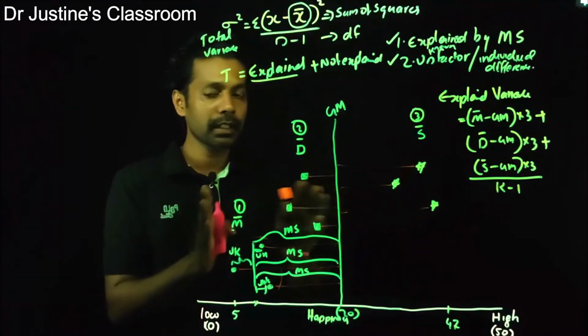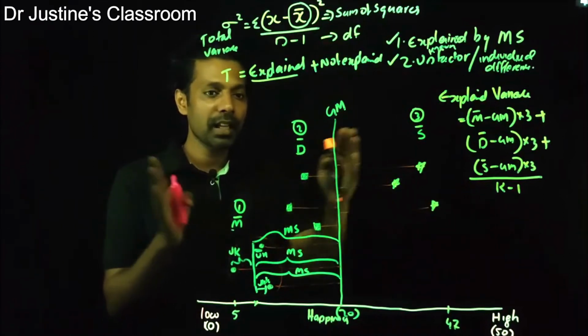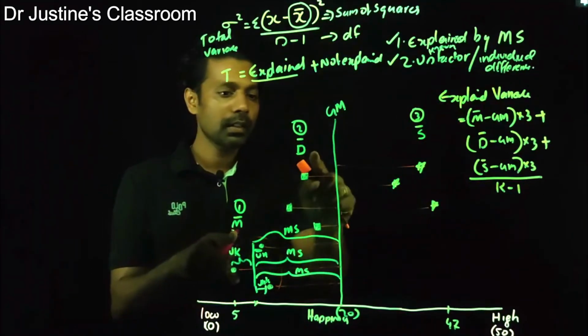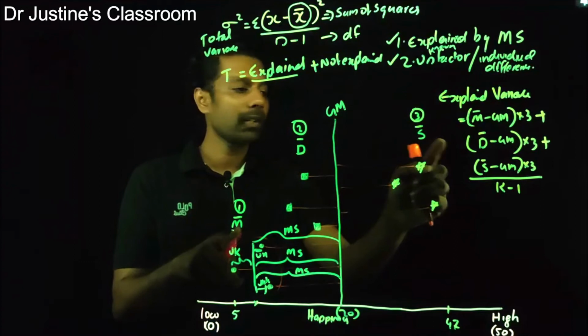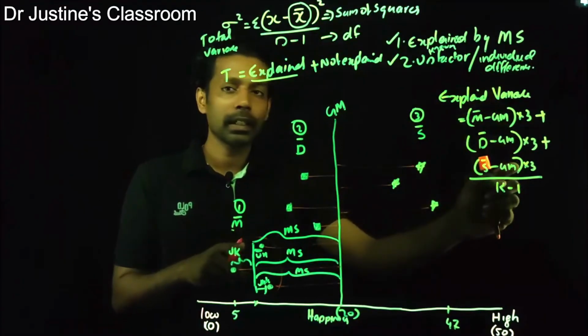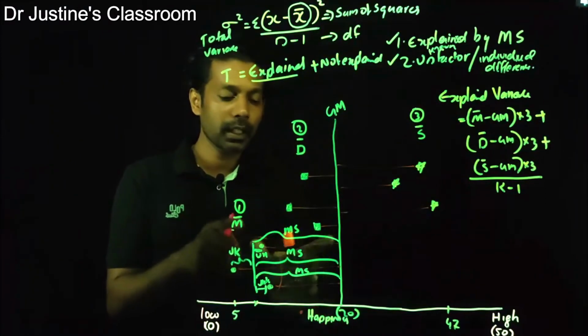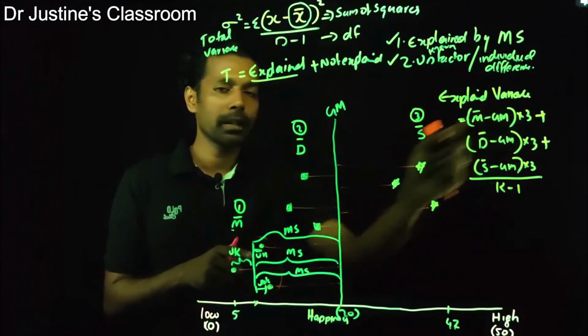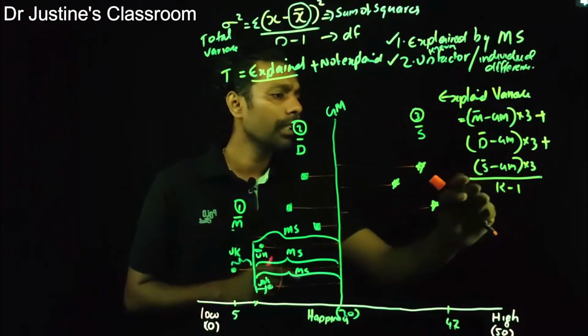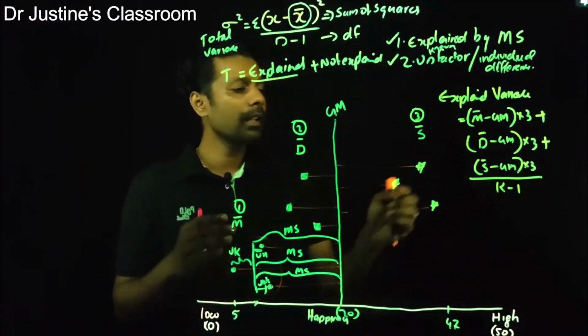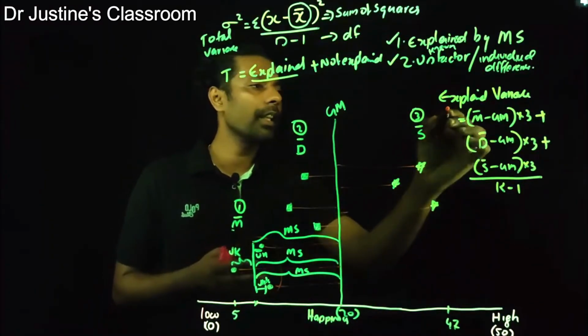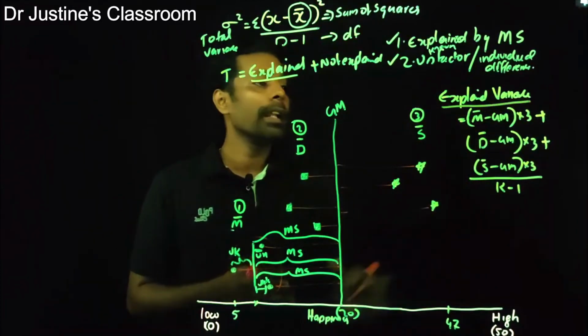Let me clarify once again. The variance between the score and the score. So you have 3 scores, and these are calculated because one score actually represents 3 values here, 3 amounts of scores here. That's why I multiplied by 3 and divided by k minus 1. K minus 1 means number of observations. That's the way in which I can find the explained variance.